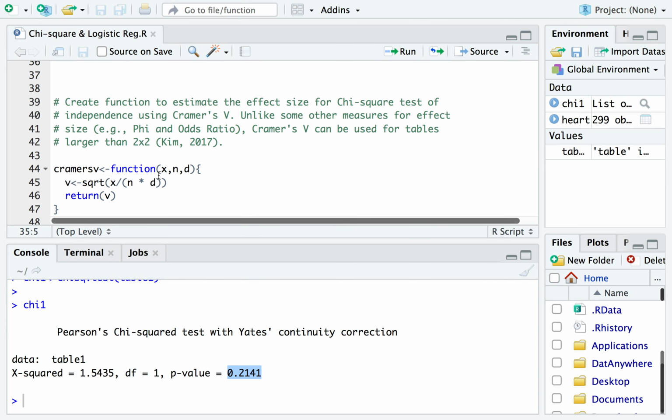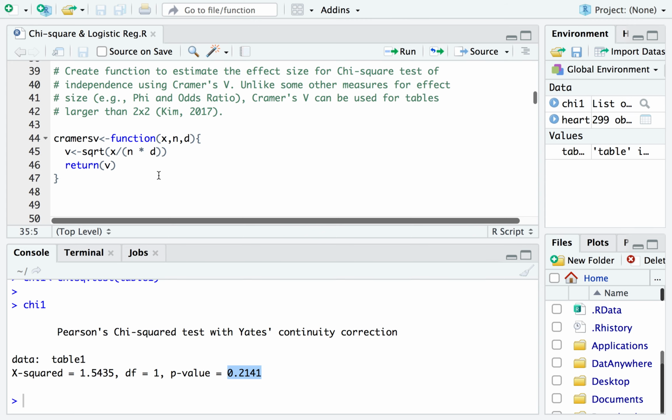But let's just say it was significant. One good thing to do is look at the effect size. Basically, one cool thing to always have is the effect size.